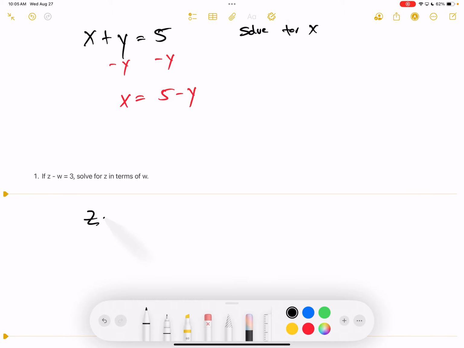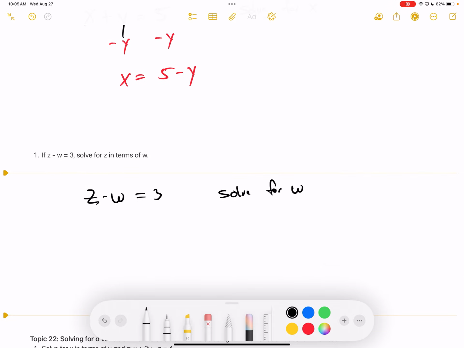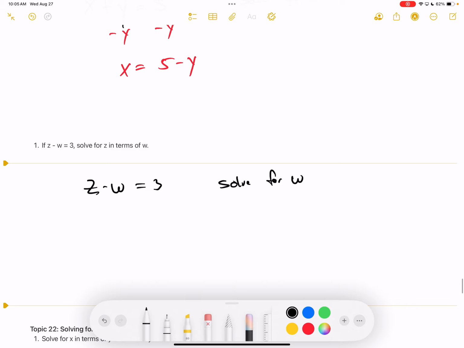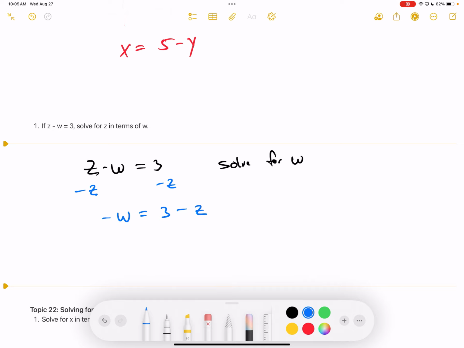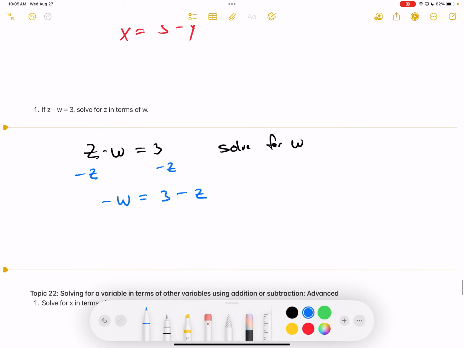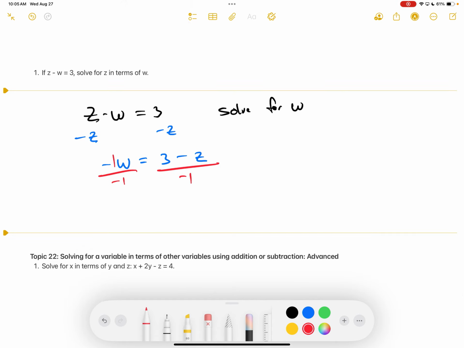On the next one, we are trying to solve for w. Oh, it's got a negative in there, so that's not fun, but we'll talk about that. Solve for w. So I'm going to get the w by itself, so I'm going to subtract the z from both sides. So I have negative w equals 3 minus z. But I still need to get the w by itself because of that negative. So this is like a negative 1. So what I'm going to do is divide everything by negative 1.